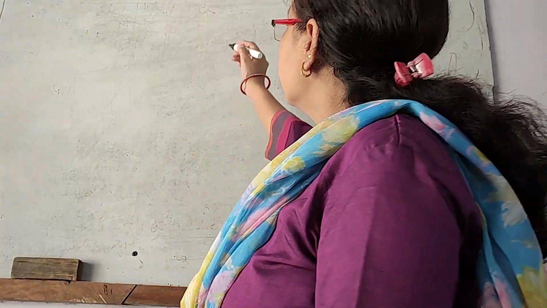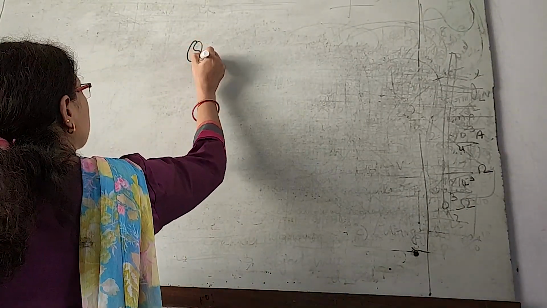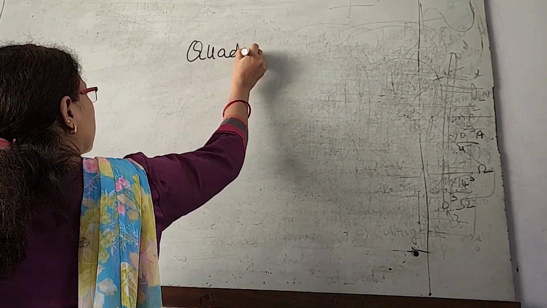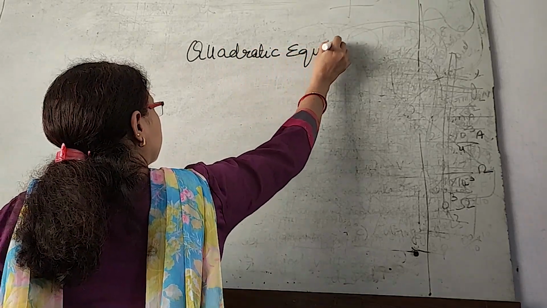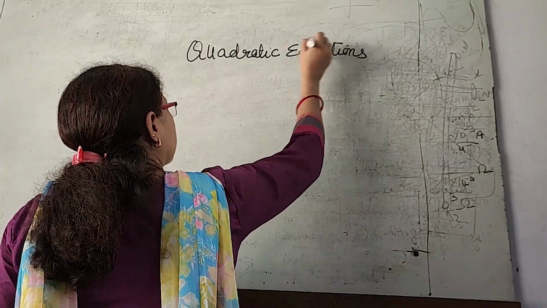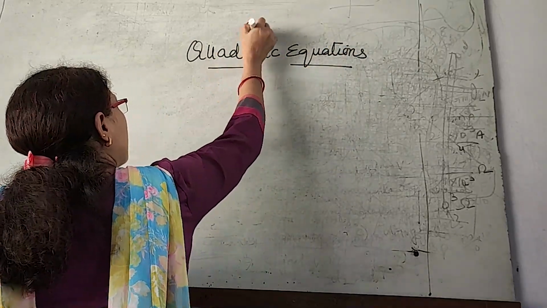I hope you have revised the chapters finished before the holidays. The very first is real numbers, the second is polynomials, and the third was pair of linear equations in two variables. Now we will be starting with the fourth chapter, that is quadratic equations. This is our chapter 4.